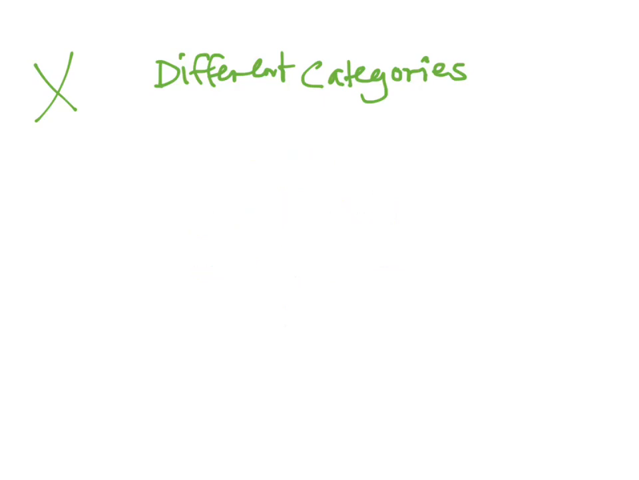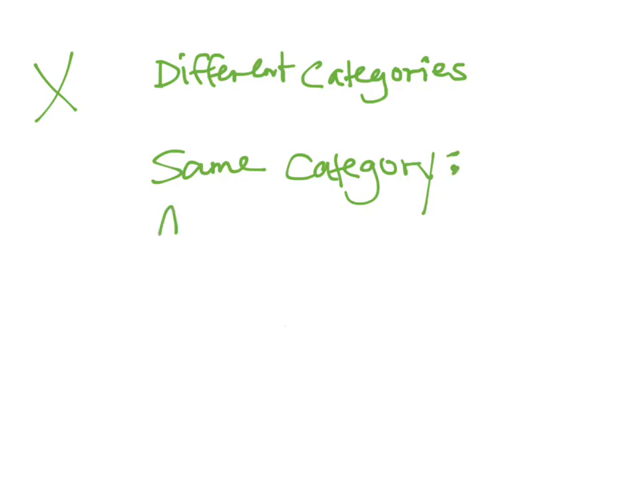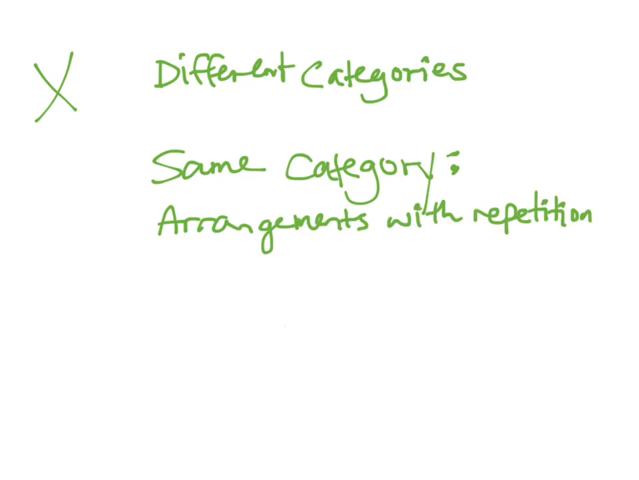You can also use the multiplication rule when you are choosing from the same category. And you must use the multiplication rule if you're choosing from the same category and looking at arrangements with repetition. So like if I'm choosing letters on a license plate from the same group of 26 letters, and I'm allowed to repeat letters, then there is no other shortcut other than multiplying. You must do 26 times 26 and so forth.